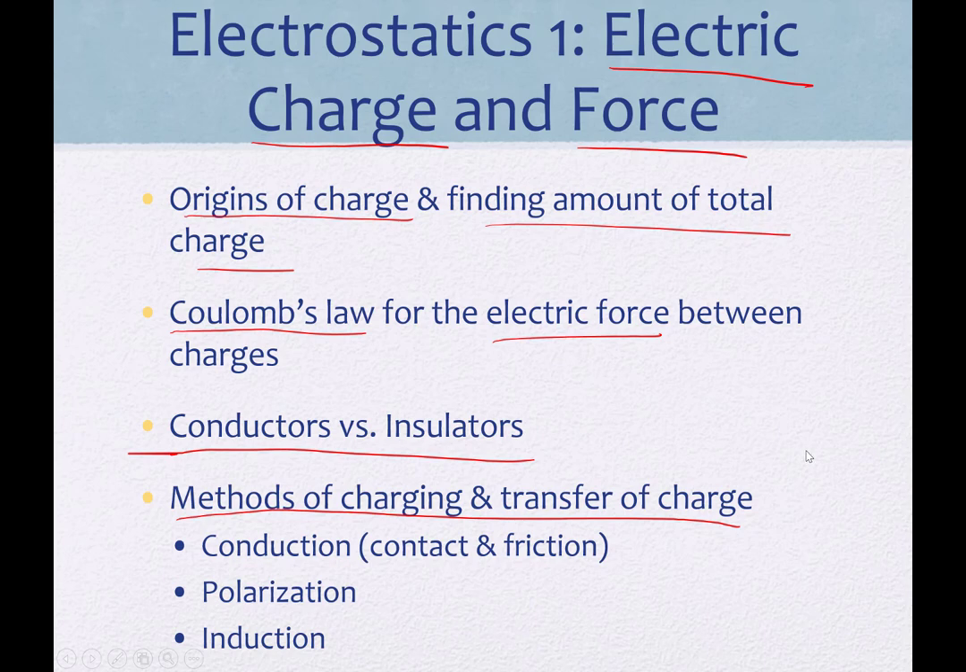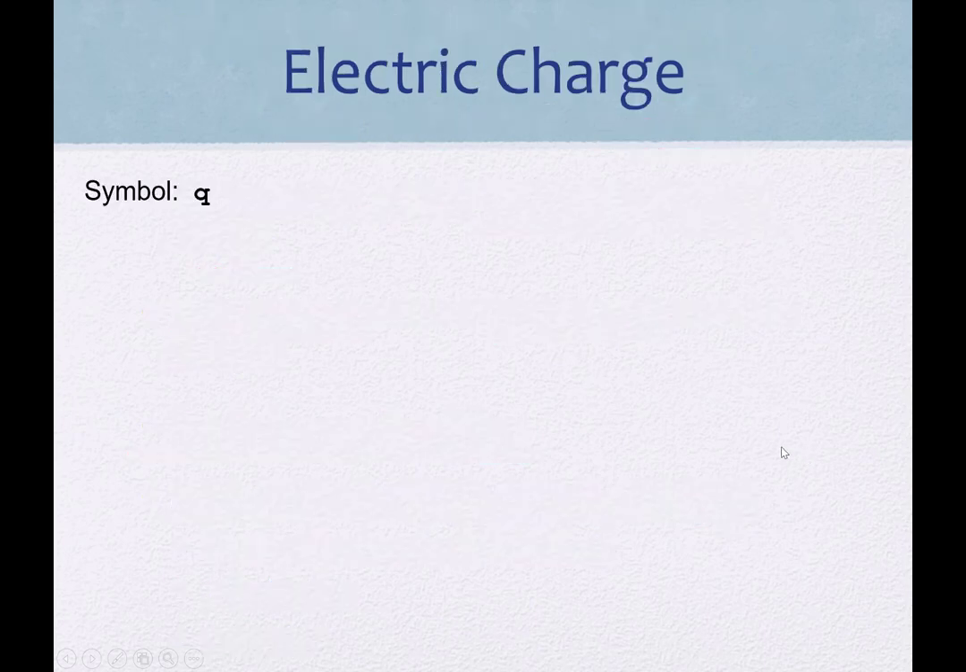Let's get started. So first of all, electric charge is this fundamental property of matter. The symbol we use for electric charge is Q. Could be capital Q, could be lowercase q. Same as the variable for heat, but in this unit we're using it for charge. The unit for electric charge is the Coulomb, and the abbreviation for Coulomb is capital C.